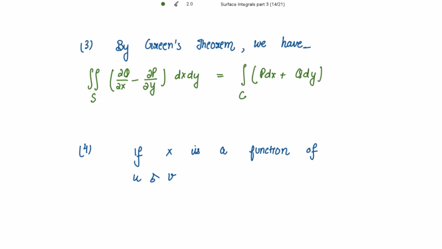Then, if x is a function of u and v both, then we write dx to be equal to the partial derivative of x with respect to u du plus partial derivative of x with respect to v dv. Right? Okay. And at last, dy dz is written as the partial derivative of y and z with respect to u and v, and writing here then du dv.